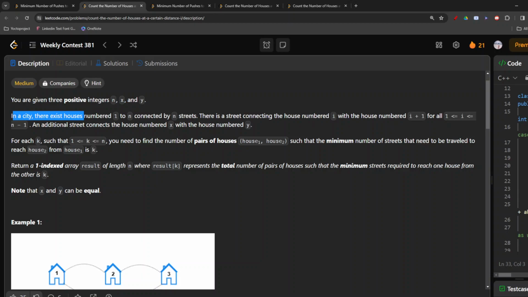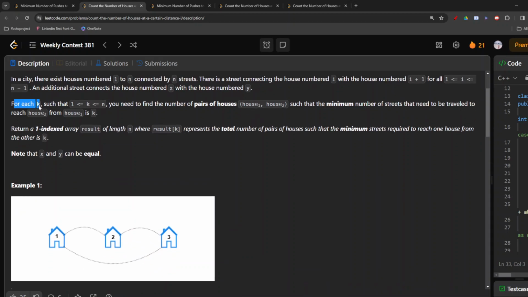In a city, there exist houses numbered 1 to n connected by n streets. There is a street connecting the house numbered i with the house numbered i plus 1 for all i which is greater than or equal to 1 and less than or equal to n minus 1. An additional street connects the house x with the house numbered y. Basically all the houses are interconnected with each other, but out of all those houses, there are two houses which are interconnected with each other with one additional street.